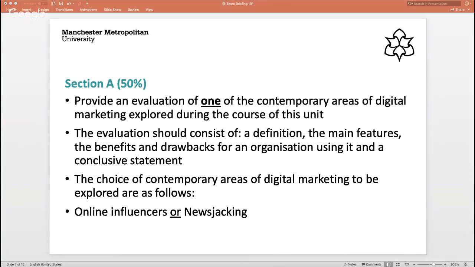So we're going to be looking at these sections and then coming up with a conclusive statement and telling the reader of your exam paper what your opinion is on online influencers or newsjacking, and how good this is for organisations.